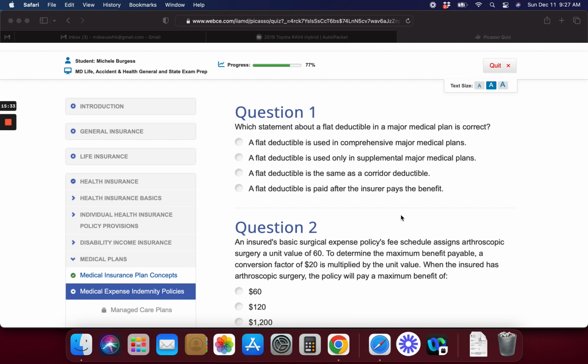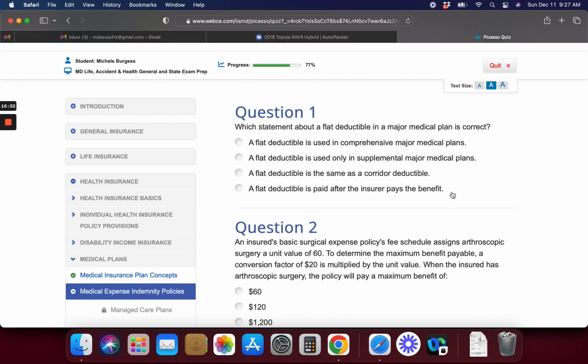Okay, so here are the 4 questions for this lesson. Which statement about a flat deductible on a major medical plan is correct? Which one is correct? A flat deductible is used in comprehensive major medical. A deductible is used in supplemental. A flat rate is the same as a corridor deductible. A flat deductible is paid if the insurer pays the benefit. So I'm thinking it might be this one.